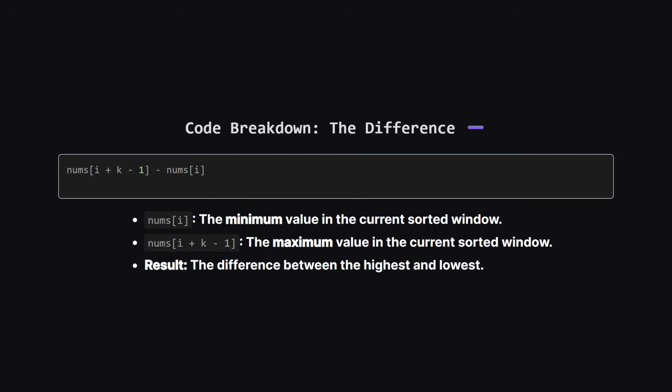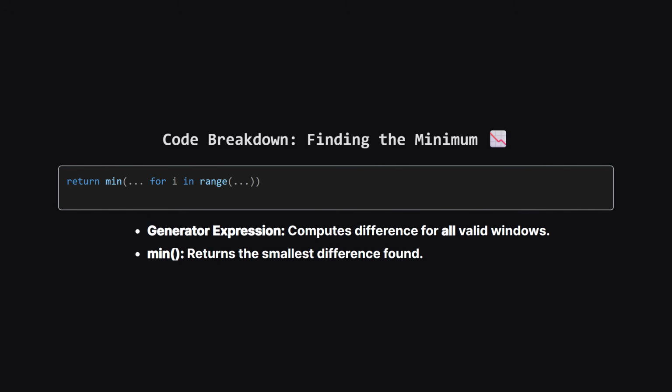Inside the loop, we calculate the score for the current window. Since the array is sorted, the smallest number in our group of k elements is strictly at the starting position, index i. The largest number is strictly at the end of the group, which is at index i plus k minus 1. We simply subtract the value at i from the value at the end of the window to get the difference. Finally, we wrap that entire logic in a generator expression and pass it to the min function. This effectively says, calculate the difference for every valid window position, and then give me back the smallest one. This single line does all the heavy lifting of comparing the windows.